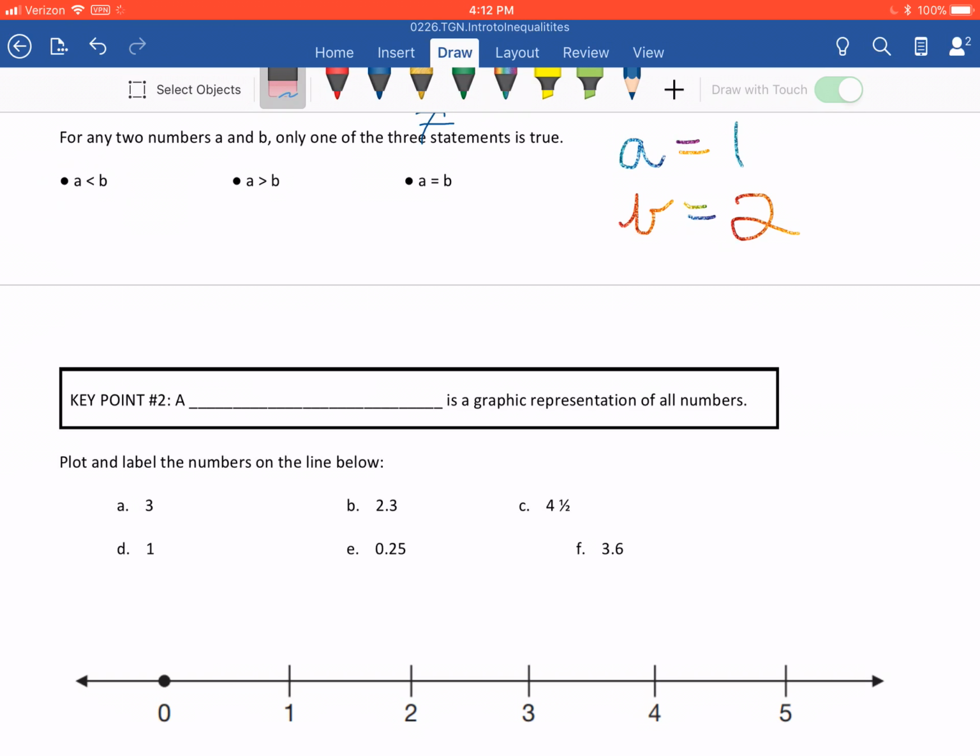I can change my numbers. So A could be equal to 15, and B could be equal to 2. And in this case, this is the statement that would be true. A different scenario, A is now equal to 3, and B is also equal to 3. The statement that's true is that A is equal to B.